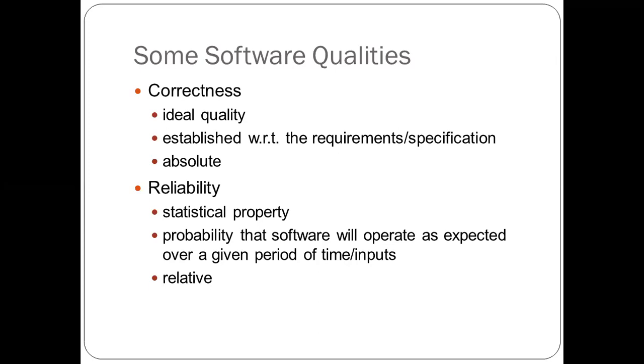Similarly, reliability. How will we check reliability? It must have a statistical property. So whenever we are going to check the reliability of that particular software, we will emphasize the statistical property, that is, the probability that the software will operate as expected over a given period of time or inputs. And another thing is the relative. We will also study the relative, that is, other software we will check. These are the factors which come under reliability.